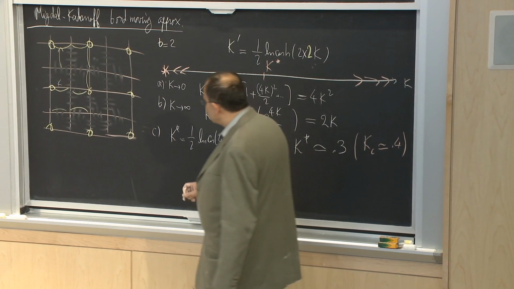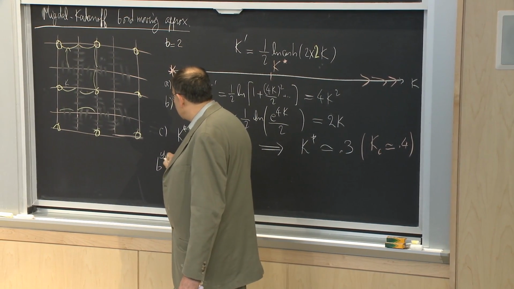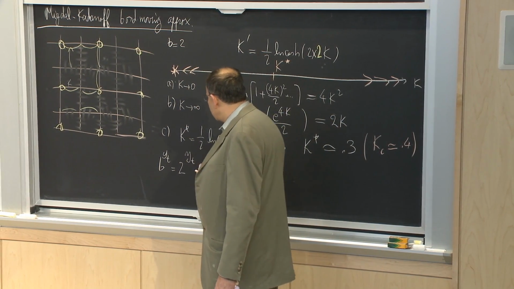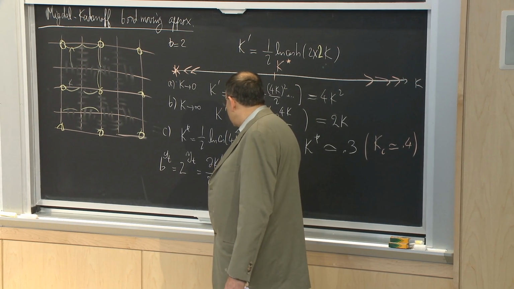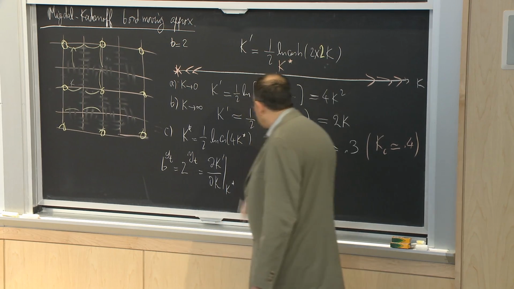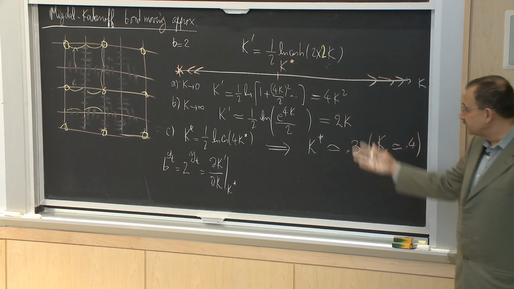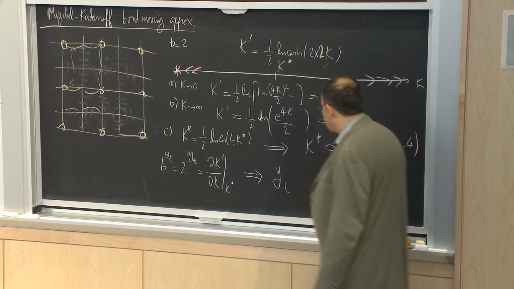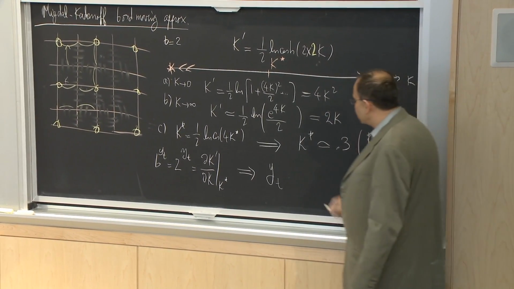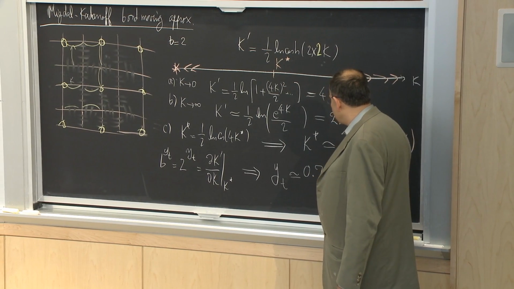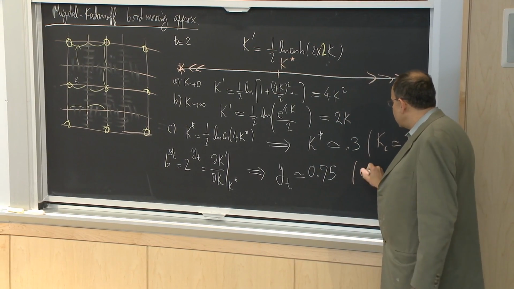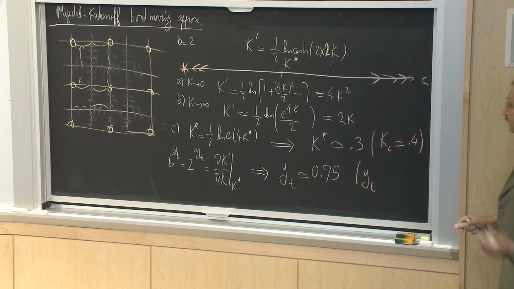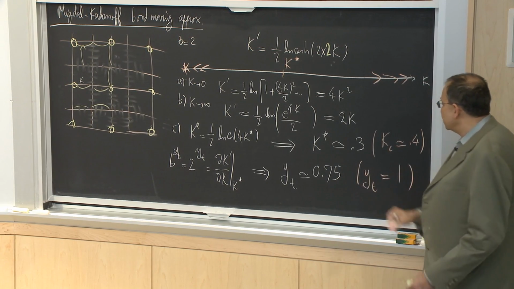Of course, again, the quantity that you are interested in is b to the yt. b is 2 in this case. The length scale has changed by a factor of 2, which is dk prime by dk evaluated at k star. Again, a combination of doing the algebra of derivatives, evaluating at k star, and then ultimately taking the log to convert it to a yt, and you come up with a value of yt that is around 0.75. And as I said, the exact yt, which doesn't depend on whether you are dealing with a square lattice or a triangular lattice, it's only a function of symmetry and dimensionality, is 1.